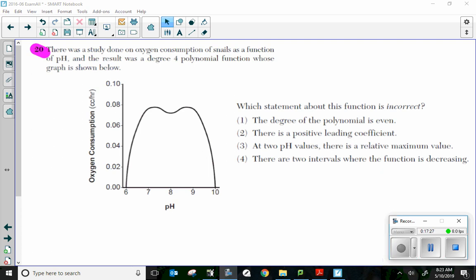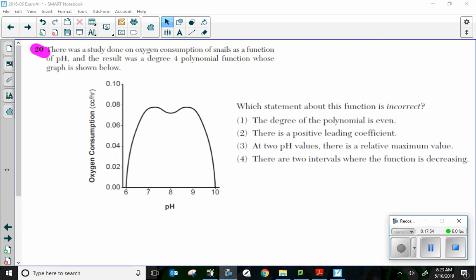Number 20. This one is a very, very easy one as long as you know certain terminology and certain characteristics of graphs. Okay. Number 20 says, there was a study done on oxygen consumption of snails as a function of pH. Okay, I don't know. Who has no time in their life to do anything except this? That would be nuts. And the result was a degree 4 polynomial function whose graph is shown below.